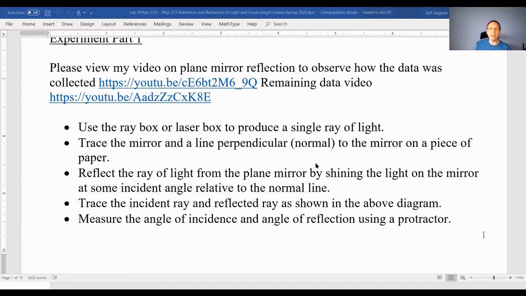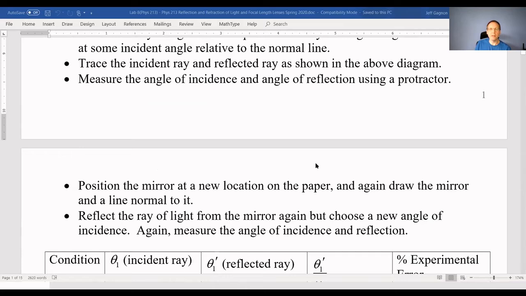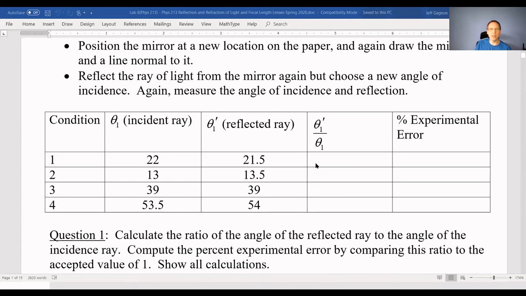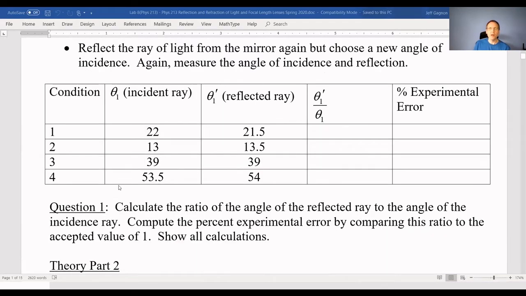Basically, I measured, bring up the table here, for 4 different conditions, 4 different angles. I had the laser coming in at a particular angle of incidence. These are my angles of incidence, and I measured the angle of reflection for those 4 cases.